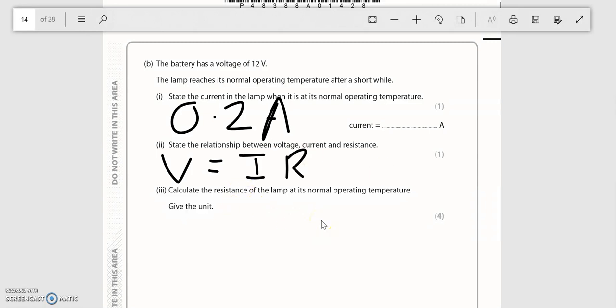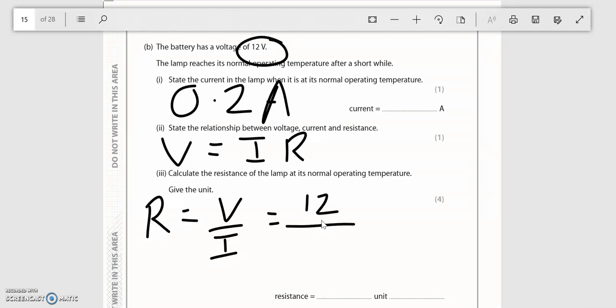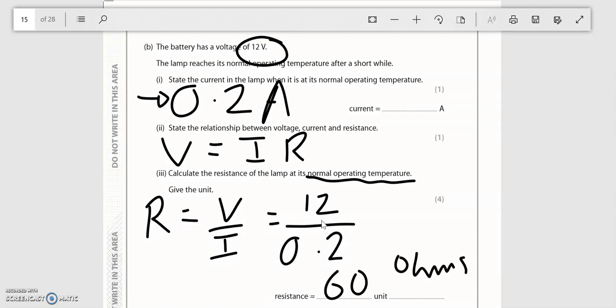Calculate the resistance of the lamp at its normal operating temperature. So you need to rearrange the equation. The 12 volts comes from there, and your current comes from there, because again it's still talking about normal operating temperature. So your resistance is 60 ohms, and you can write ohms or you can use the symbol, which is a capital omega.